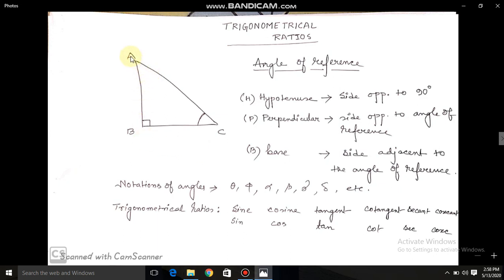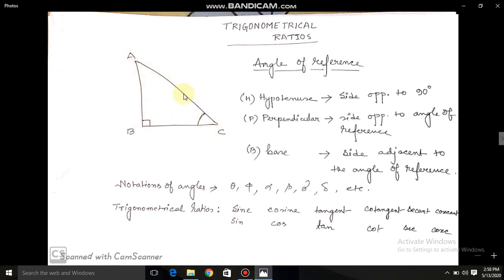Basically, it deals with right angled triangle. As you can see on the screen, it's a right angled triangle. That is, one of its angles is equal to 90 degrees. Okay. Now, in a triangle there are three different sides, isn't it? But for a right angled triangle, the three different sides have specific names.